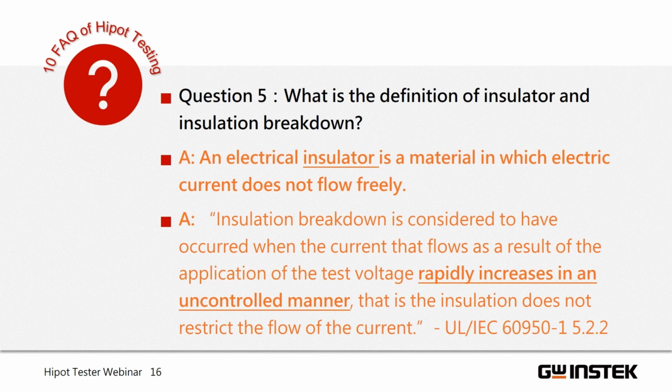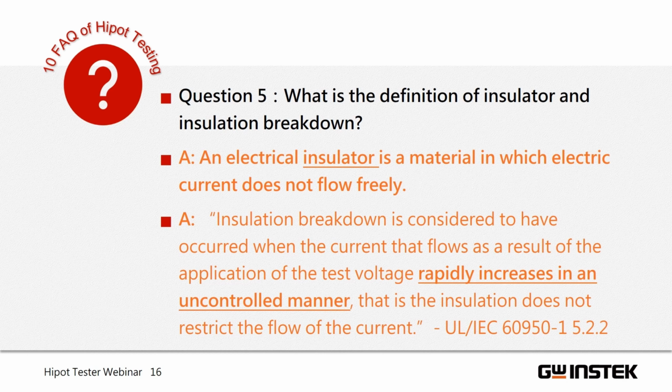Here we find the definition. According to the IEC, insulation breakdown is considered to have occurred when the current that flows as a result of the application of the test voltage rapidly increases in an uncontrolled manner, that is, the insulation does not restrict the flow of the current. The very important phrase is "rapidly increases in an uncontrolled manner."